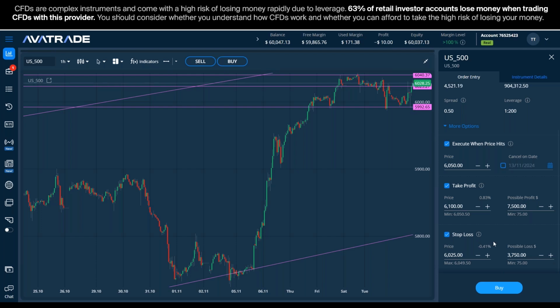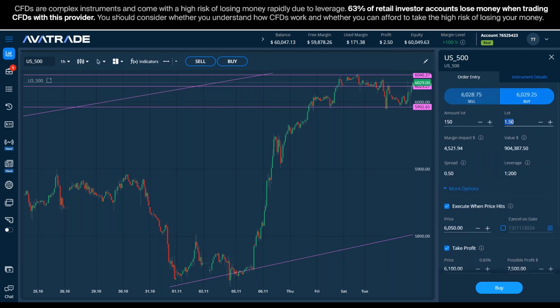Now, I'll go with the 2-to-1 setup. If it breaks through and hits 6,050, I'm in for 50 points up to 6,100. And I have my stop loss back then below that broken high, somewhere back here, around 6,025. Okay. Now I need to adjust my trade size for this trade strategy. If I want to risk 1% again or 2% or whatever that is that you want to risk of your balance, I need to adjust the trade size for this setup now.